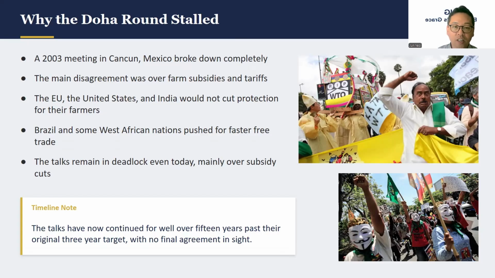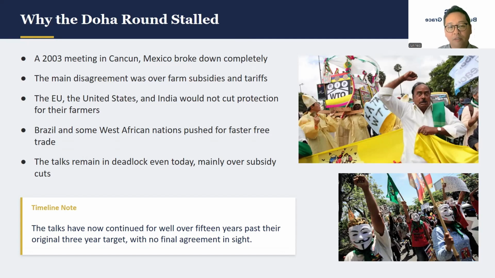In 2004, both the United States and the European Union tried to restart the talks. But since then, very little progress has been made. The talks remain stuck in deadlock, mainly because of continued disagreement over how deep the cuts to farm subsidies should be. The Doha Round is now a case study in just how difficult multilateral trade negotiation can become when politically sensitive industries are involved.